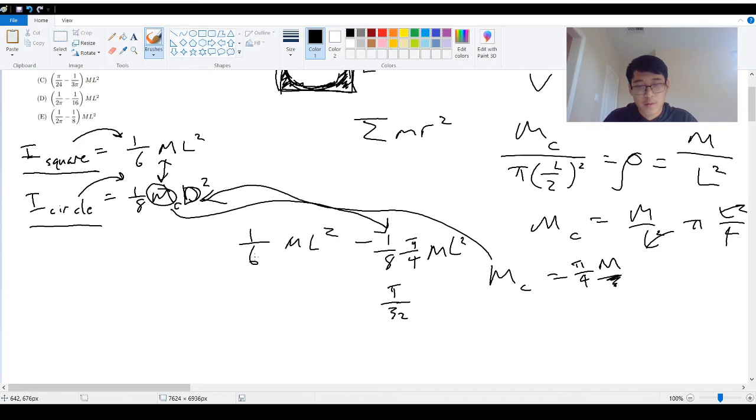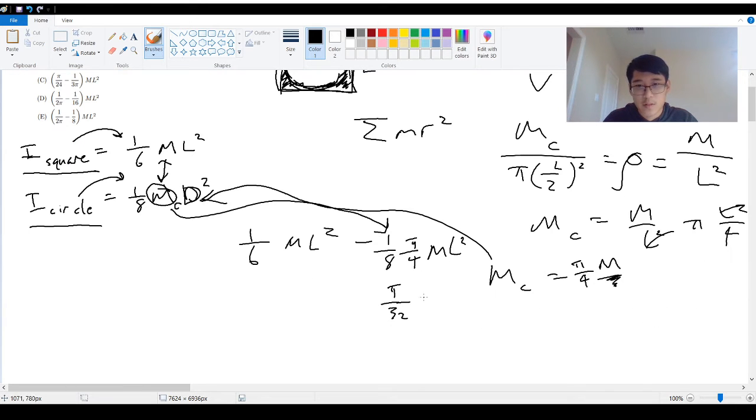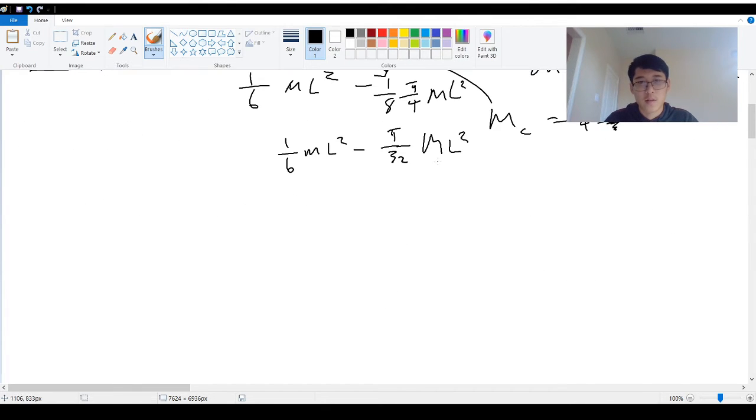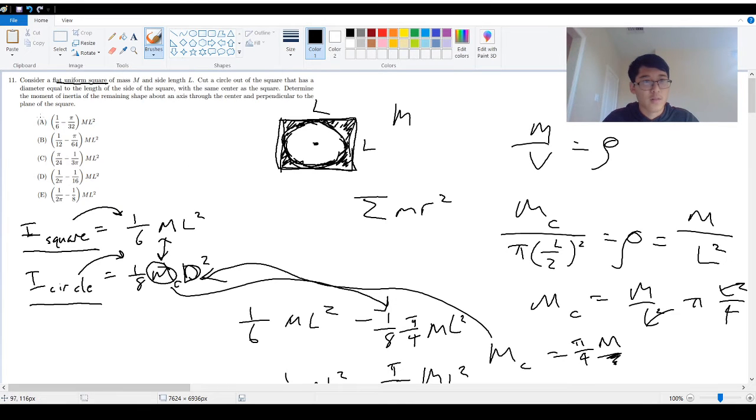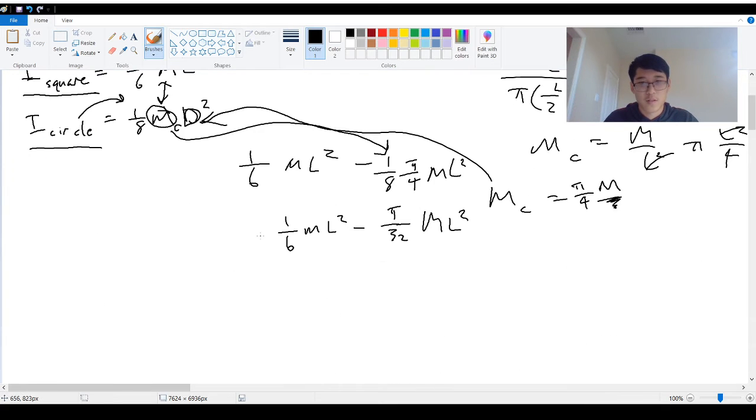so we can multiply, what's the lowest common denominator? Well, we don't actually need to find the lowest common denominator, we can just keep it like this. So this is 1/6 ml squared minus this, so then this is actually one of the answer choices right here. We're just factoring out the ml squared from this term right here.